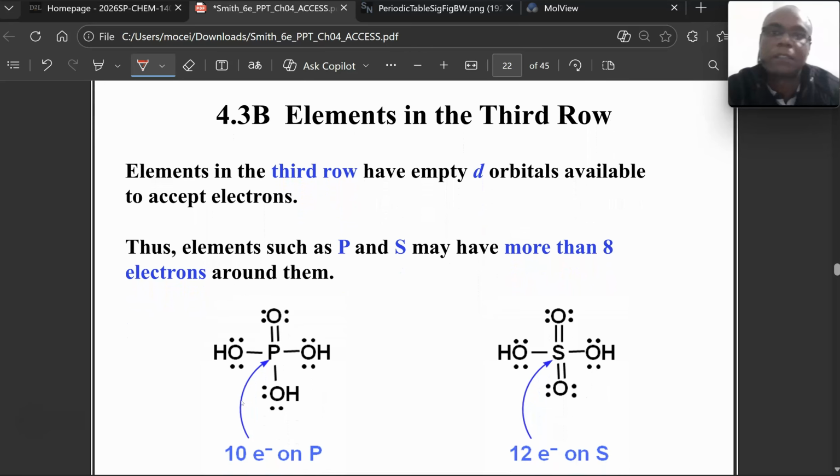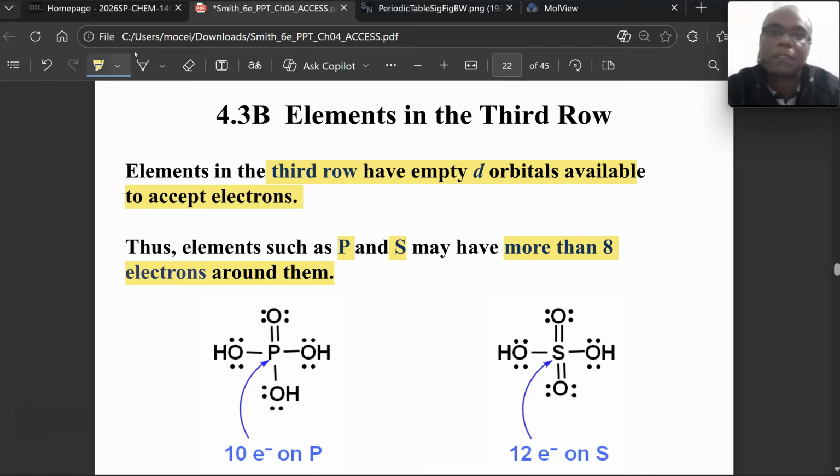There are elements that take more than 8, and these are elements in the third row. They have empty d orbitals available that can take more electrons. These elements include phosphorus and sulfur. They have more than 8 electrons around them when you draw the Lewis structure. For example, if you try drawing the Lewis structure of H3PO4, this is what you'll get, and the phosphorus has 5 bonds. Each bond is 2 electrons, so 10 electrons on phosphorus.